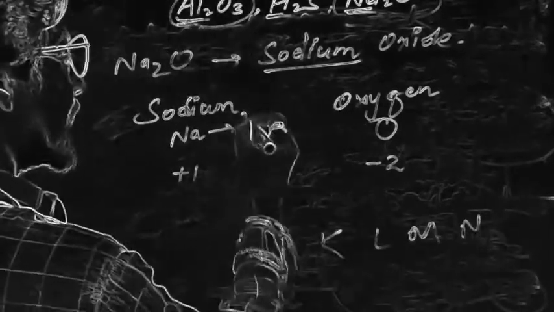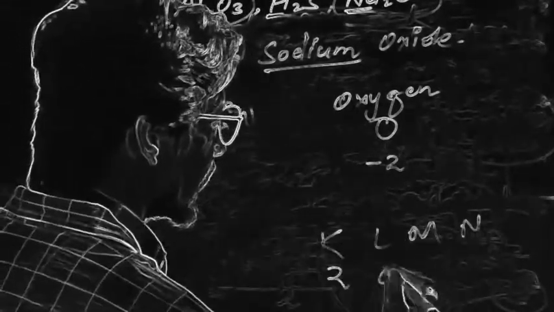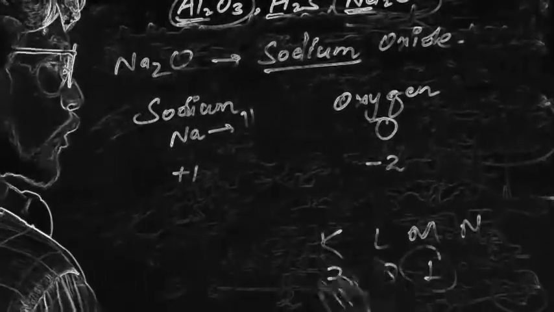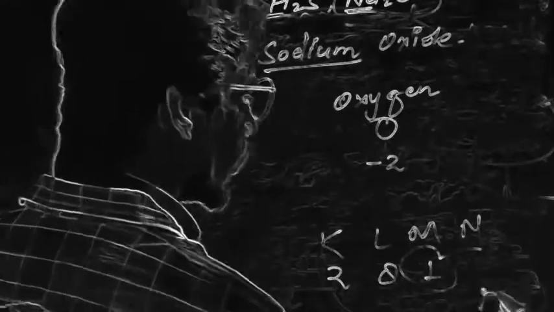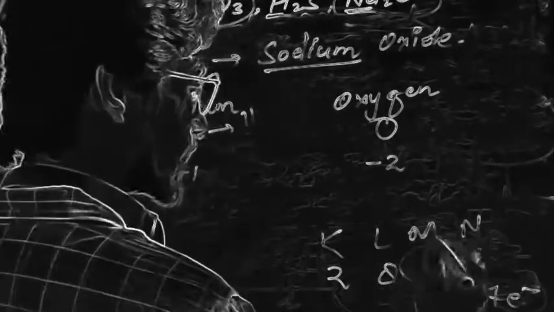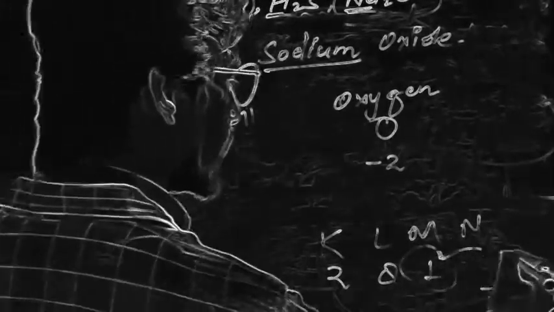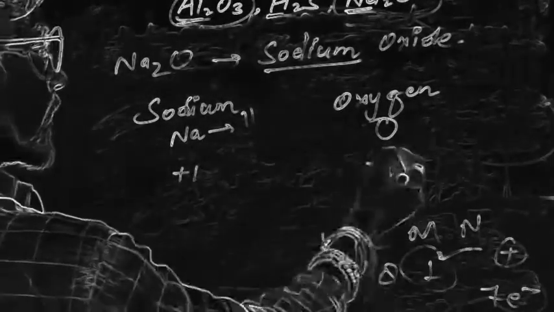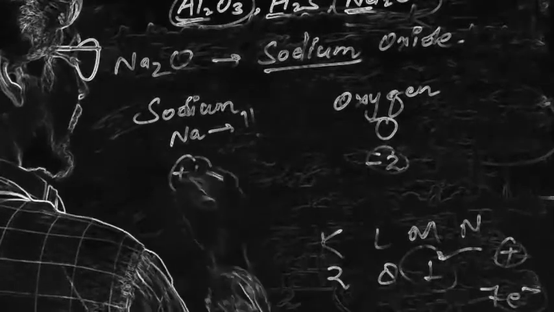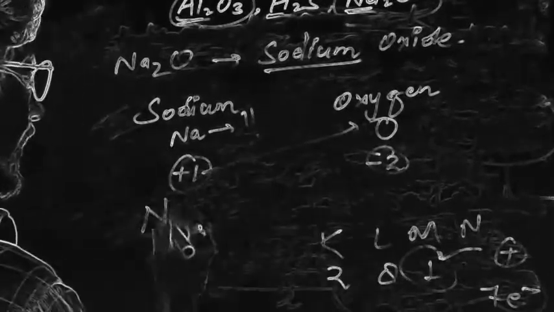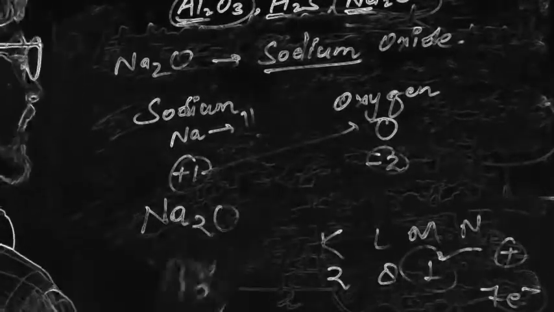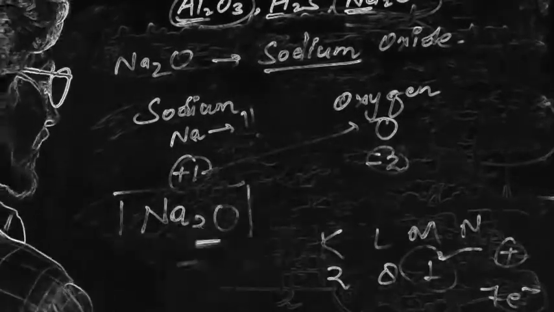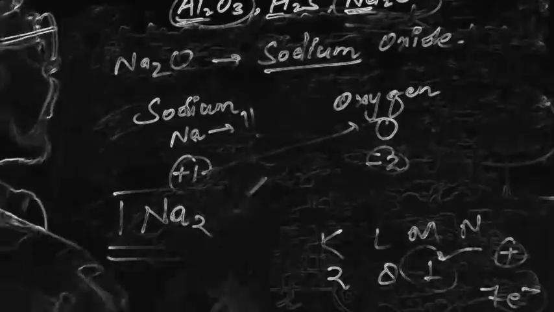The atomic number is 11, 2 in K, 8 in L, and 1 in M. It has 1 electron. So what would be better? You will give 1 or you will take 7 electrons. It's better to give 1. On giving 1, you will get plus charge, that is +1. So valencies will get exchanged. The chemical formula so formed is Na2O. Na2, then O. This is the chemical formula of sodium oxide.